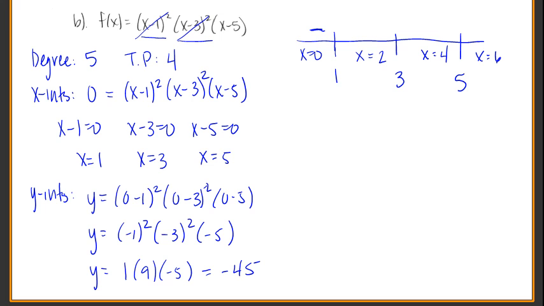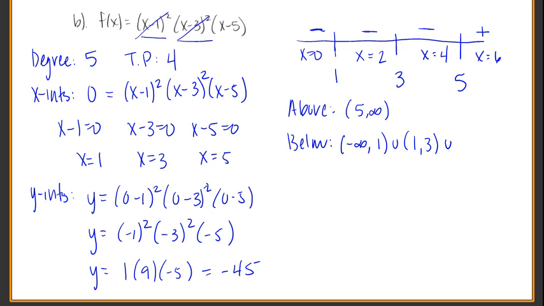0 minus 5 was negative, 2 minus 5 is negative, 4 minus 5 is negative, and 6 minus 5 is positive. We can't always do that every single time, but it was a really cool thing, mainly because they were being squared. So, alright, we are above the x-axis only from 5 to infinity, and that's it. We're going to be below the x-axis, and I want to make sure I do these all in their intervals, starting at negative infinity up to 1, between 1 and 3, and then between 3 and 5.